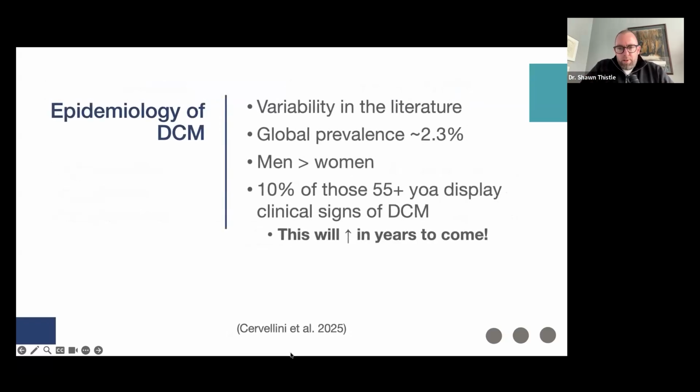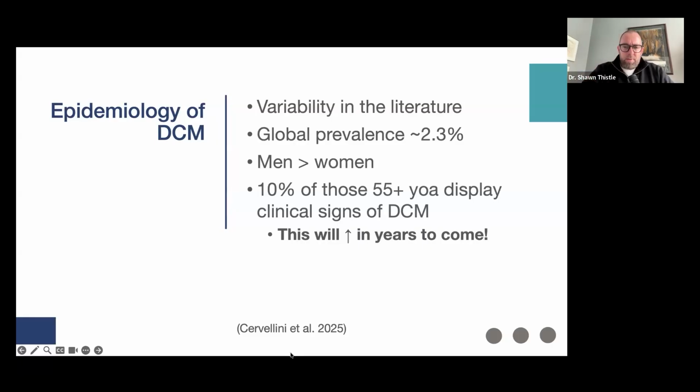From an epidemiology perspective, obviously when something is not incredibly common, presents very variably from a clinical perspective in terms of symptoms, and comes on insidiously over time as people age, it's difficult to get a good, accurate snapshot of how common this condition is. So not surprisingly, there's some variability in the literature. The global prevalence, to our best guess, is thought to be about 2.3%.